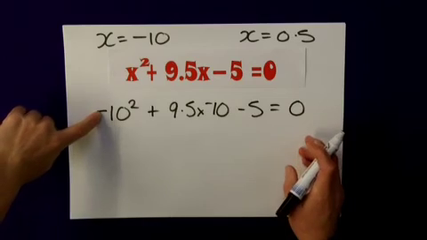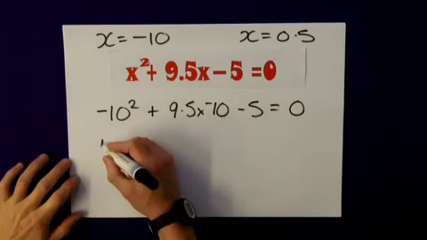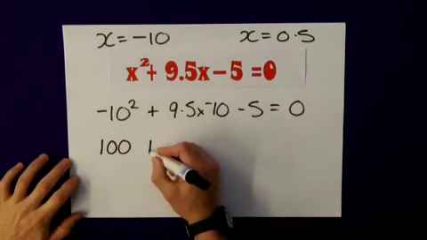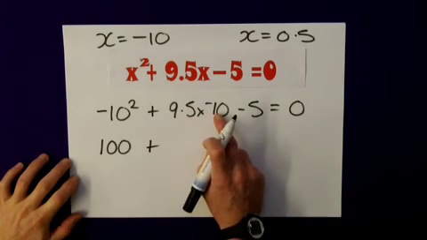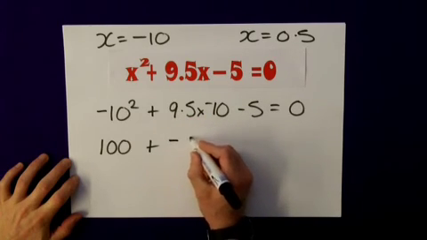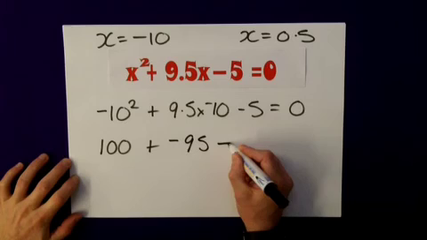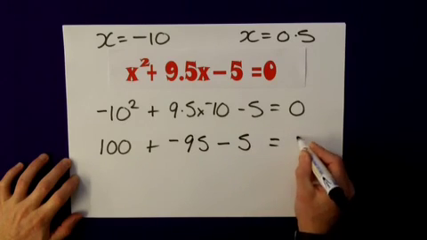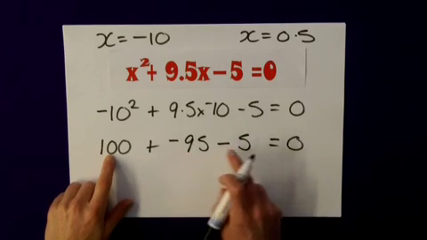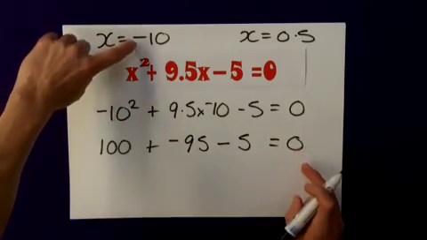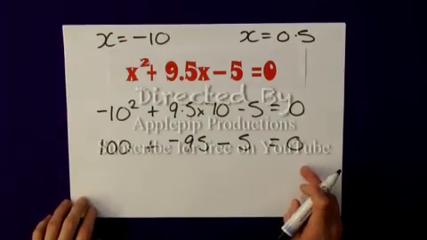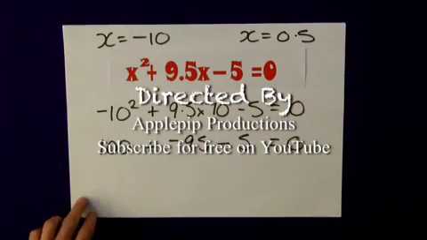Well, minus 10 times minus 10 becomes positive, so that's 100, plus 9.5 times minus 10 is actually minus 95, minus another 5, well, obviously gives me 0. 100 minus 95 minus another 5 gives me 0. So I know that that value is correct. Why not give that one a go yourselves? I hope that helps.